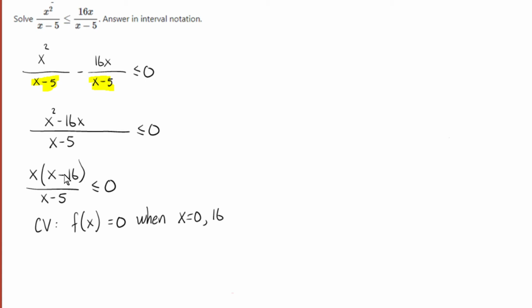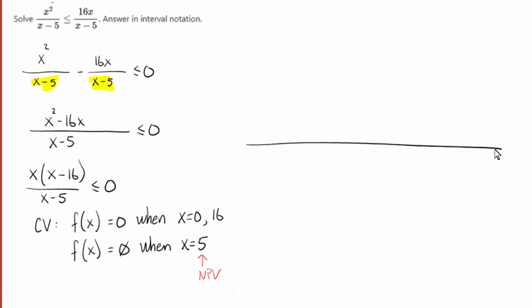Now, because this is a rational expression, we have the variable in the denominator, and there will be a non-permissible value here. So f of x will not have a solution when x equals 5, because 5 is a non-permissible value, NPV, which would cause the denominator to be 0, and that's not allowed. So to visualize our solution here, we're going to use a number line.